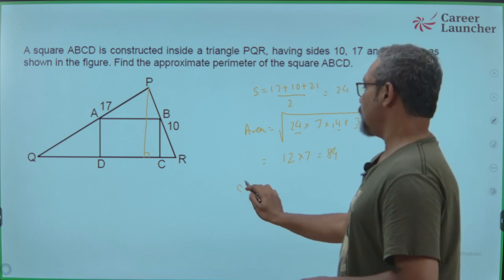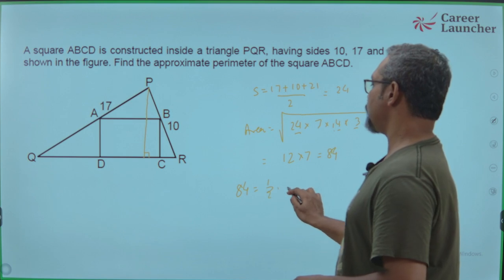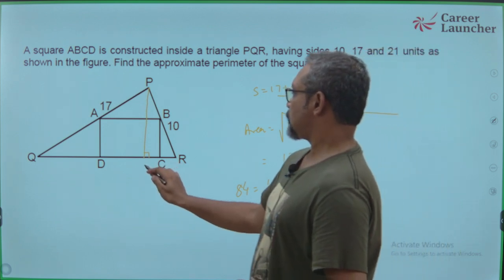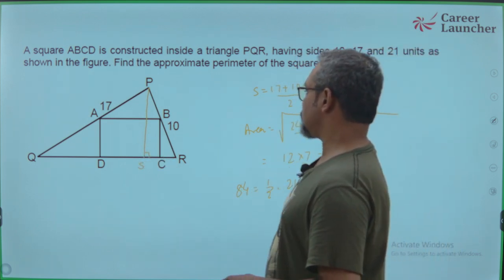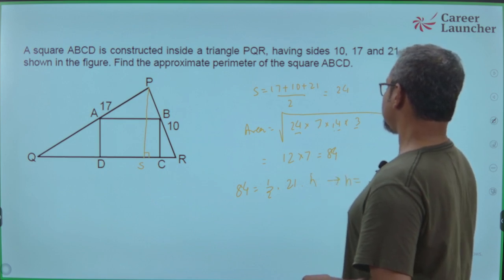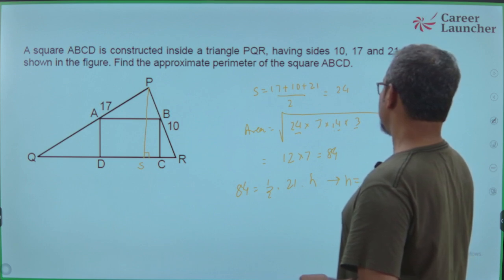So we have 84 equals half times 21 times the height, let's call that height PS. So from there we get H to be 8. That's basically PS.